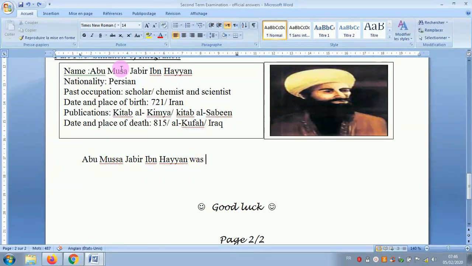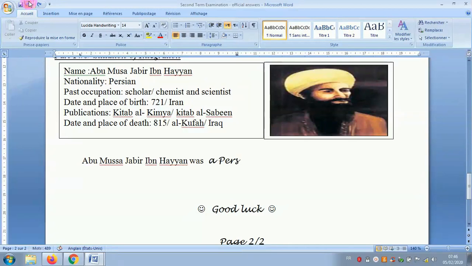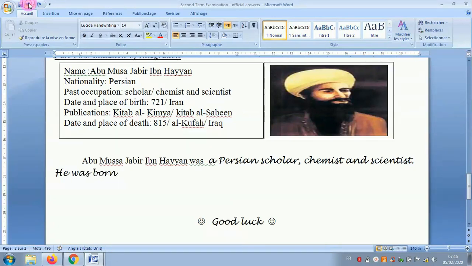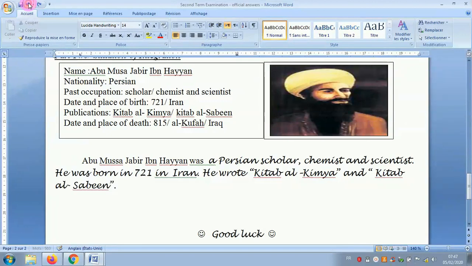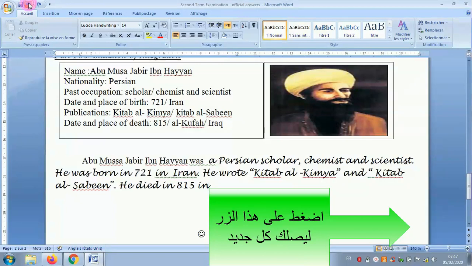So we start. أبو موسى جابر بن حيان، نبداو ديما بالاسم، هذه أسهل طريقة. بعدها نديرو occupation nationality: was a Persian. هنا ندو occupation: scholar, chemist, and scientist. Full stop. ومن بعد he was born in 721, ومن بعد the place in Iran. He wrote ولا he published, هنا نمدو الأعمال تاعو: كتاب الكيمياء and كتاب السابين. Last one, he died in 815 in Al-Kufa in Iraq.